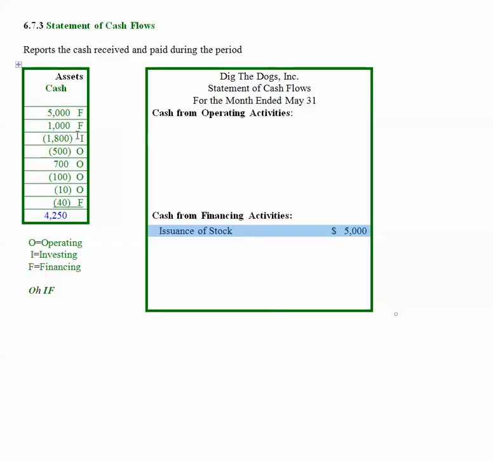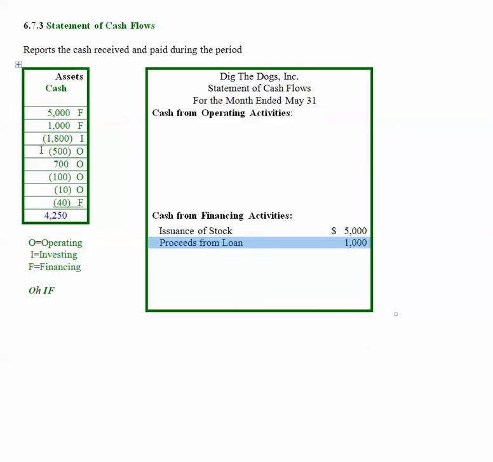The next is we're going to go to the second line item, and this is $1,000. That's a positive, so cash is coming in, and it's financing, so it'll go under here, and that amount is the 1,000, and proceeds from the loan is... sometimes the titles here vary. It might say the issuance of a loan or just plain old borrowings.